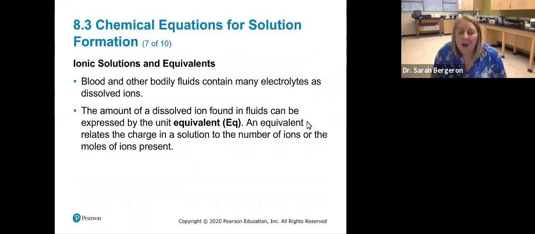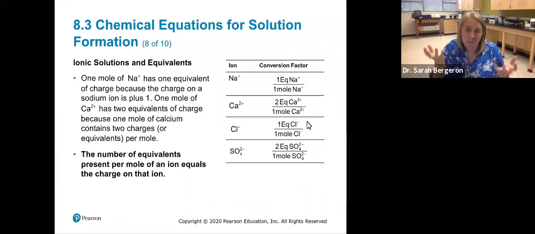All right, so there are great examples of these things going on in our bodies. Especially in our blood and all kinds of other bodily fluids where we have electrolytes as dissolved ions. The amount of a dissolved ion found inside a fluid can be expressed by the unit equivalent. Depending on what the charge is, you get an overall number of charges inside the solution. It's related to the charge of the ion and the number of moles of the ion present. So you have to take into account both of them.